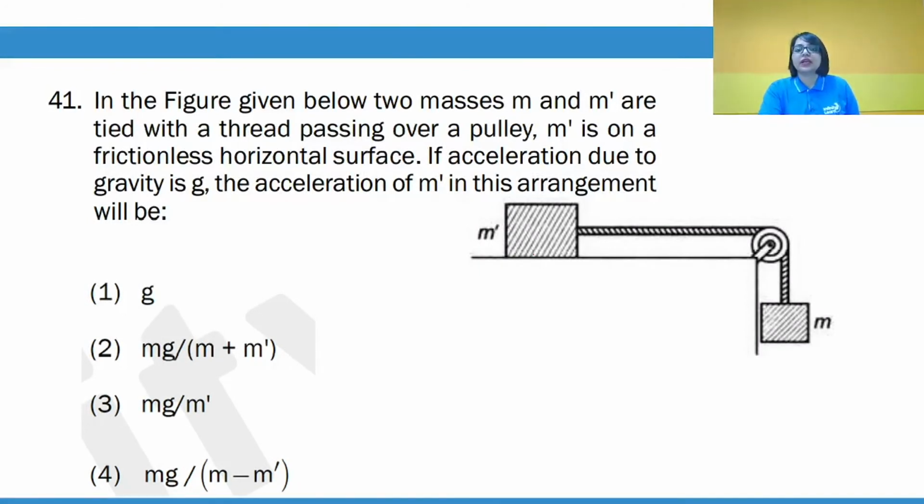Question number 41. We need to find the acceleration of this arrangement. So net pulling force will be mg divided by the total mass of the system, that is m plus m dash. So this will be your acceleration, which is option 2.